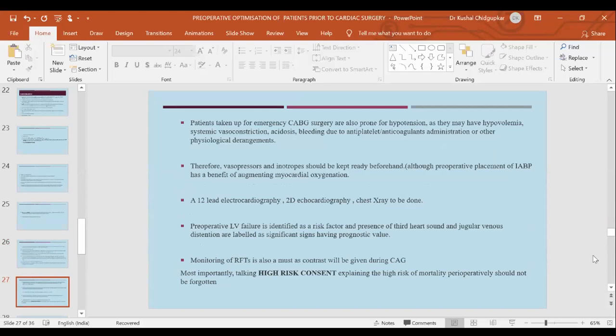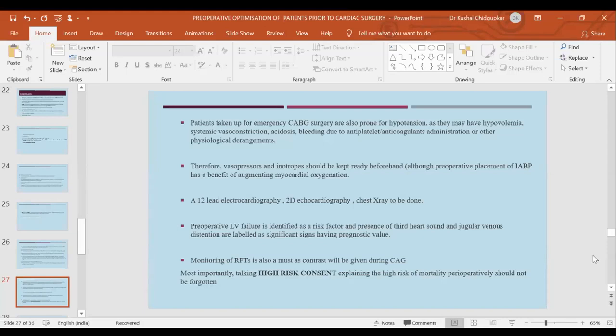You have some more things to say. Okay. And so these patients are posted for emergency surgery, so they will be prone to hypotension. So vasopressors and inotropes should be kept ready. And these are the other investigations which we would like to have, but we have already discussed them. And most importantly, taking a high-risk consent of the patient is very important prior to taking him inside the operation theater, considering all the risk factors for emergency CABG. So, in fact, all the organs are at risk in this particular patient. Not only the heart, but the kidneys, the brain, and other things are also at risk, and they are also likely to die. So, a very high-risk consent is required in this patient.